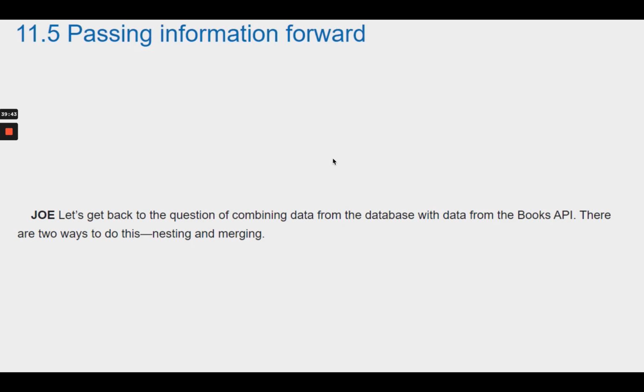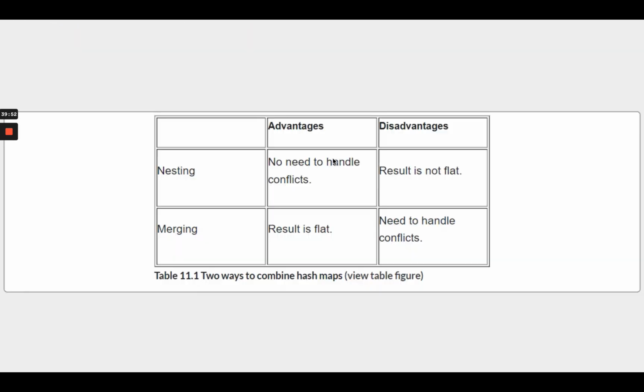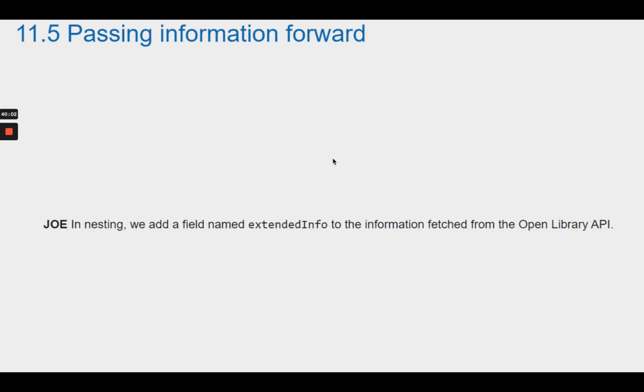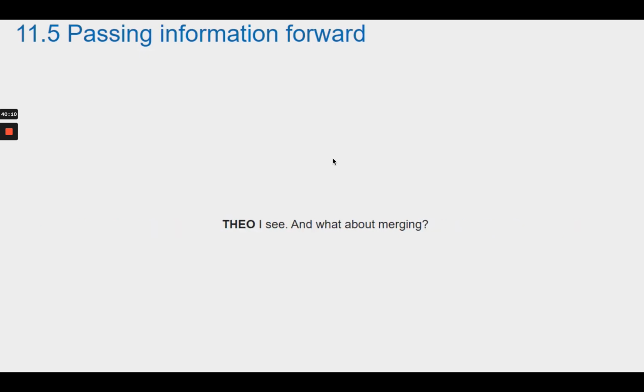Joe: Let's get back to the question of combining data from the database with data from the Books API. There are two ways to do this: nesting and merging. Joe goes to the whiteboard. He finds an area to draw table 11.1 for Theo. Theo: How does nesting work? Joe: In nesting, we add a field named extended info to the information fetched from the Open Library API.